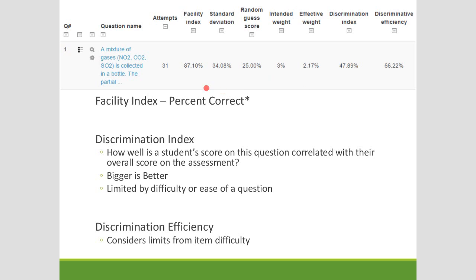And so you'll notice this particular question is a very easy question. 87% of the students got it right. And you see that the discrimination index is pretty good. Getting close to 50% for a discrimination index is great. But it's fairly limited because of this 87%. This is really only going to be good at telling the students at the bottom end from the rest of the group. And so you'll see the discrimination efficiency is much higher than the discrimination index, because now we're accounting for the fact that this is a pretty easy question in the first place.